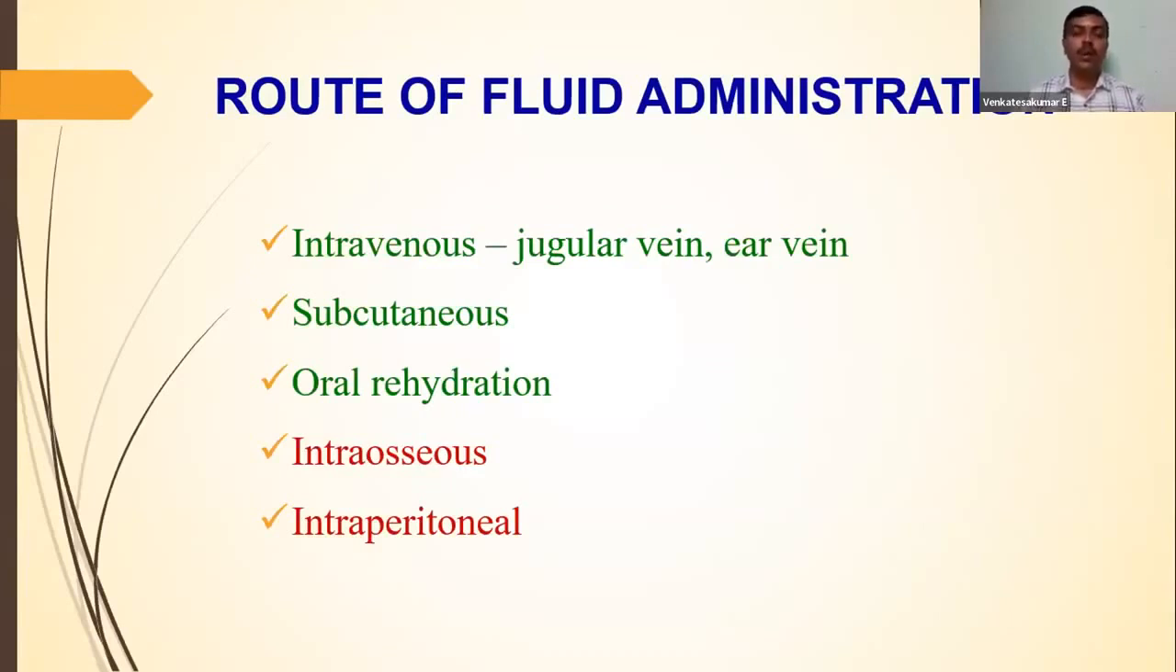Intraosseous and intraperitoneal routes are rarely used, but in young kids where no vein can be raised for IV and subcutaneous is not good, we can go for intraosseous. You have to do it very cautiously and aseptically. Select the femur head and introduce a spinal needle into the bone marrow, and you can directly connect and give the fluid, which will circulate into the circulation. Intraperitoneal also must be done very aseptically, or else it will cause peritonitis.